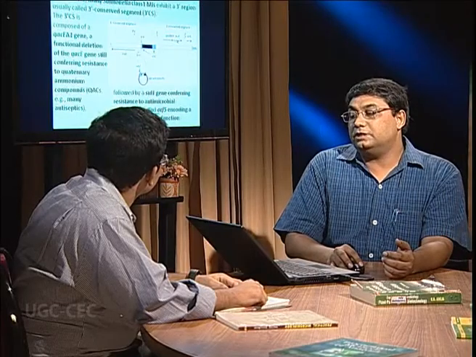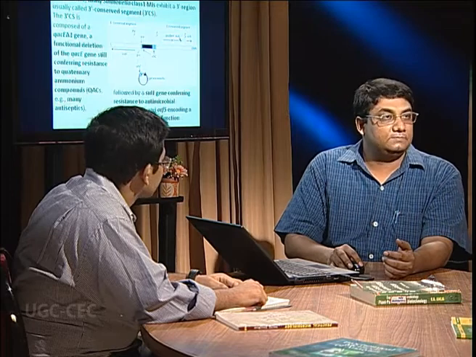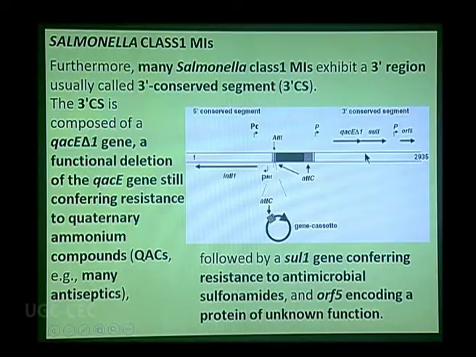Then following it is the sul1 gene. This confers resistance against the sulfonamide group of antibiotics. So these two are in an operon and they are expressed via this promoter. And then you have another promoter under which there is ORF5. This is of unknown function. We still have not yet been able to understand its function.